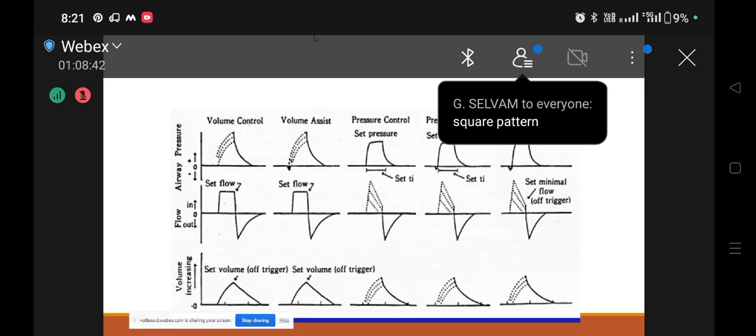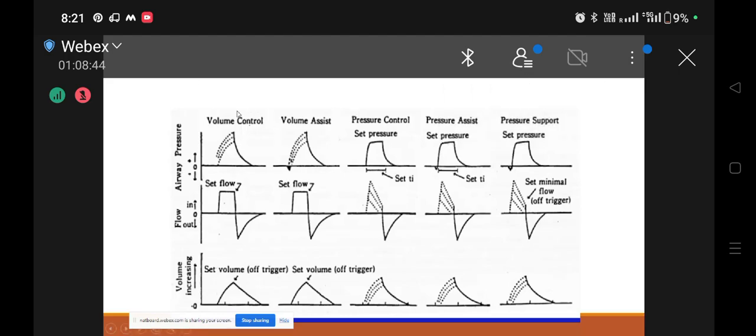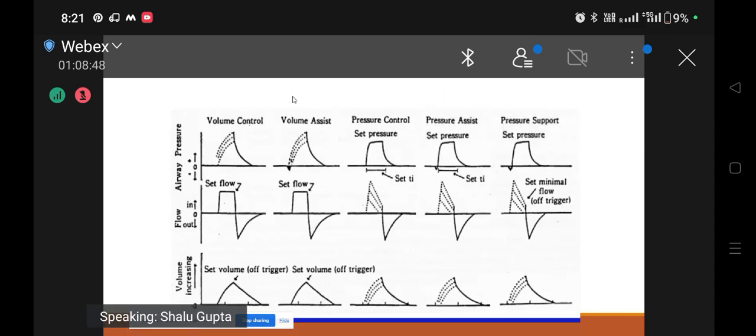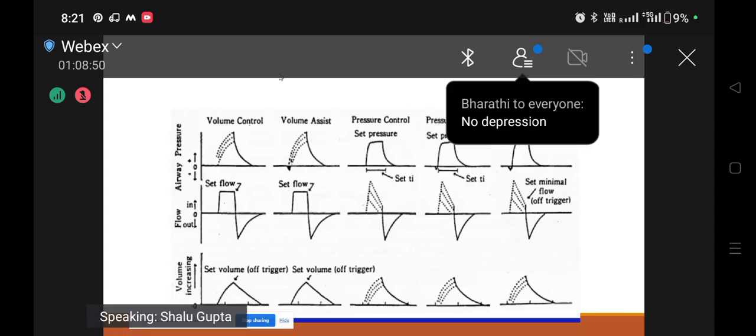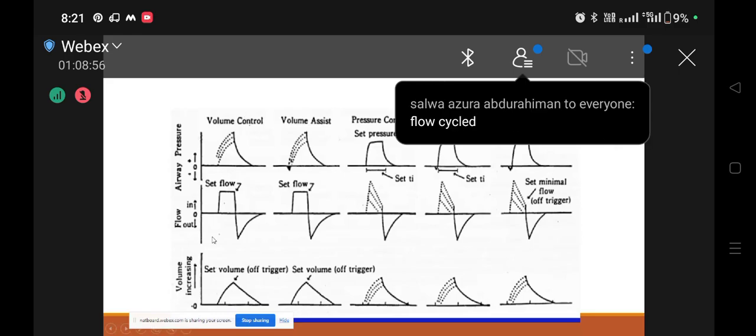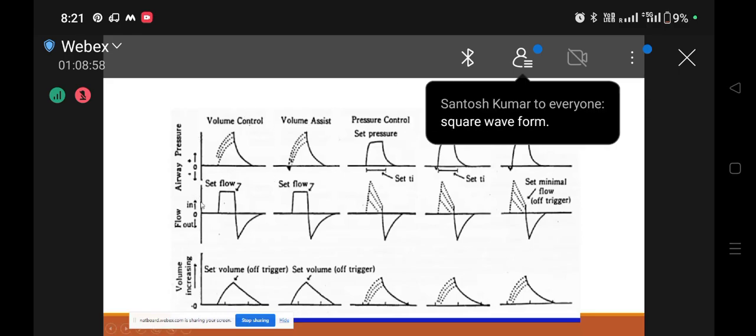Anybody? Am I audible? Yes, audible. Right. So anybody can tell me, like we just talked about various modalities, various modes, so anybody can tell on the chat box why we call it a volume control.